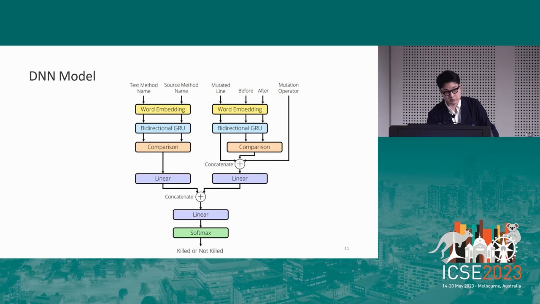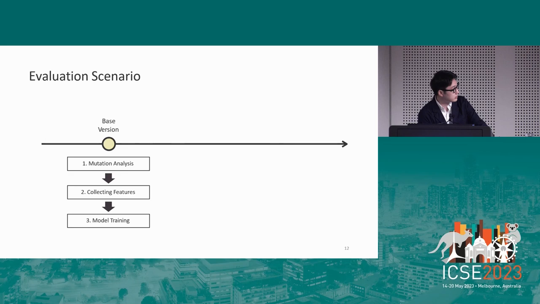Here's our evaluation scenario. We assume that there's a base version on which we have already done the mutation analysis in advance, and we have also collected the static features that I mentioned, and then we trained the model at that time.